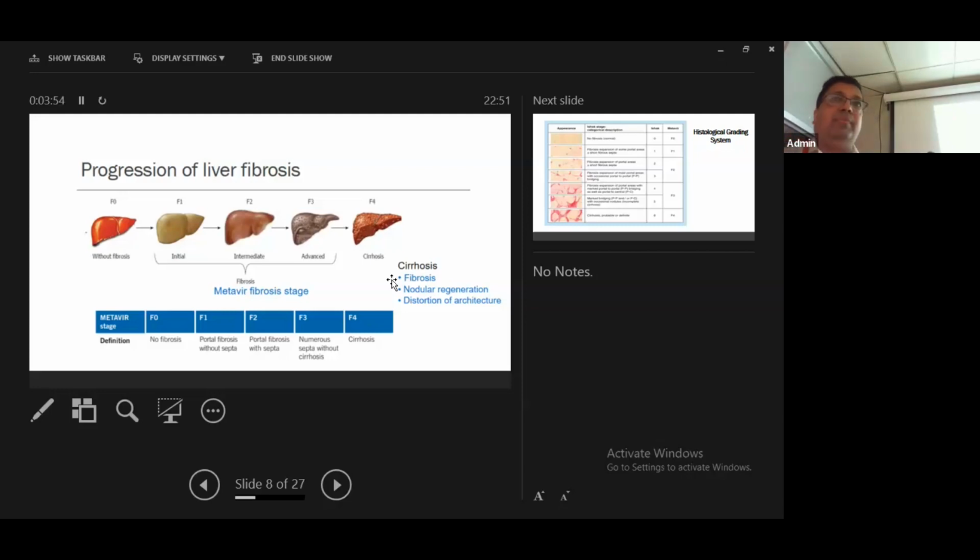As told earlier by Dr. Amit Goel, fibrosis in the liver is not a discrete phenomenon. It is a continuous process. We have F3, F4, F2 fibrosis in the same liver. So it is not a discrete phenomenon.